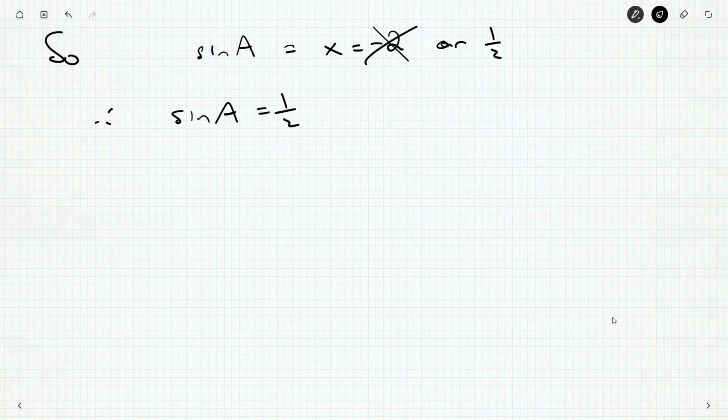Why can it be discounted? Because sine is always between negative 1 and 1. So sine a is a half. So a is going to be the smaller of the two. So 30 degrees. Oh, cool. That's the one I predicted, right? Well, not predicted, but I used it in an example a little while ago, right?